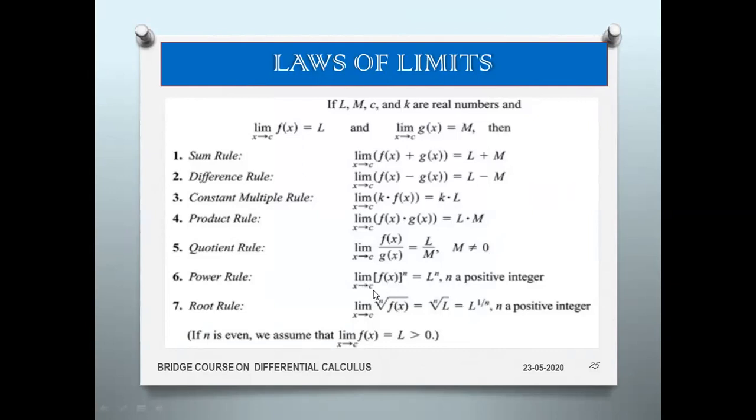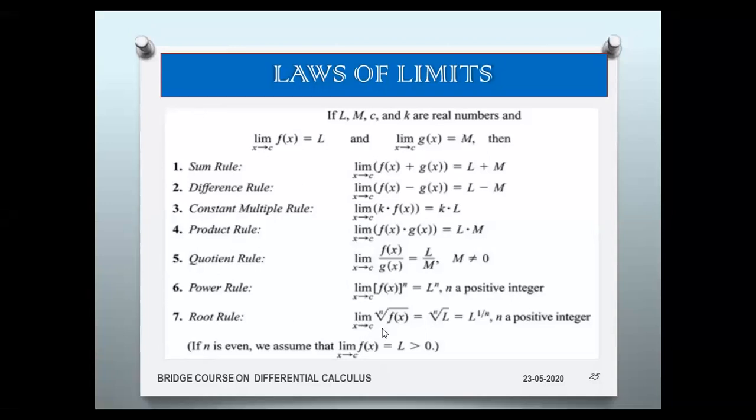So limit as x extends to C, f of x whole power n is nothing but the limit value power n. But n should be a positive integer. Then limit as x extends to C, nth root of f of x is nth root of L, that is L power 1 by n. n should be a positive quantity. So these are the laws of limits.